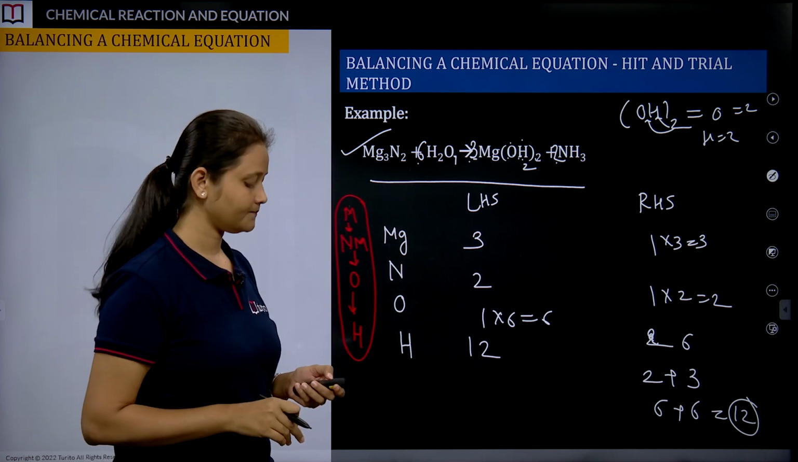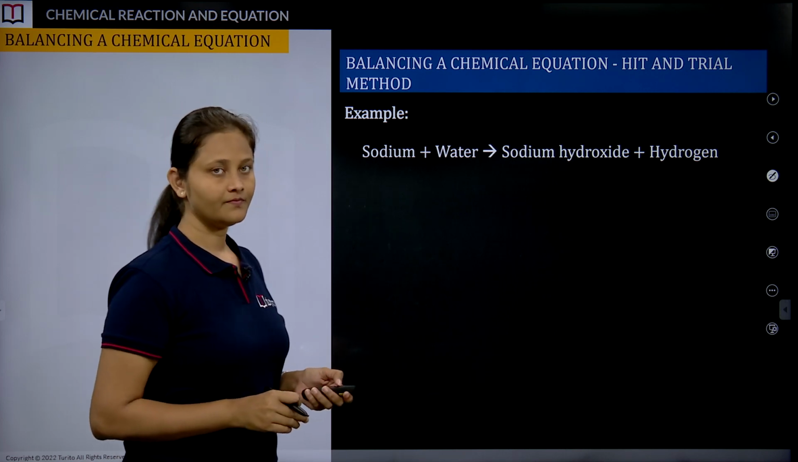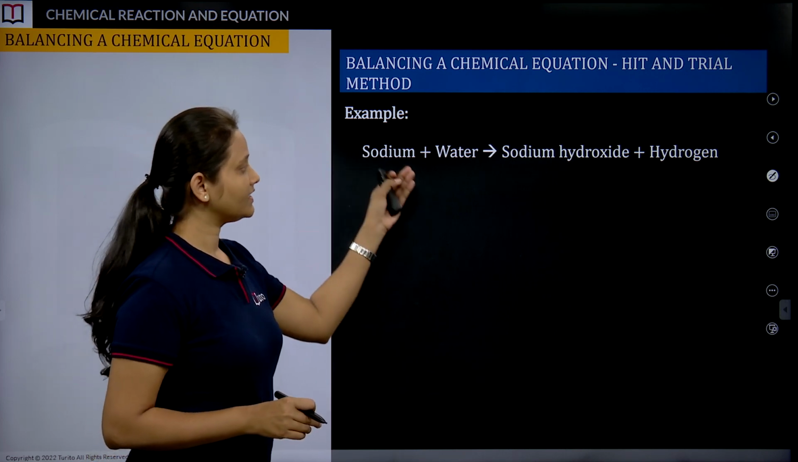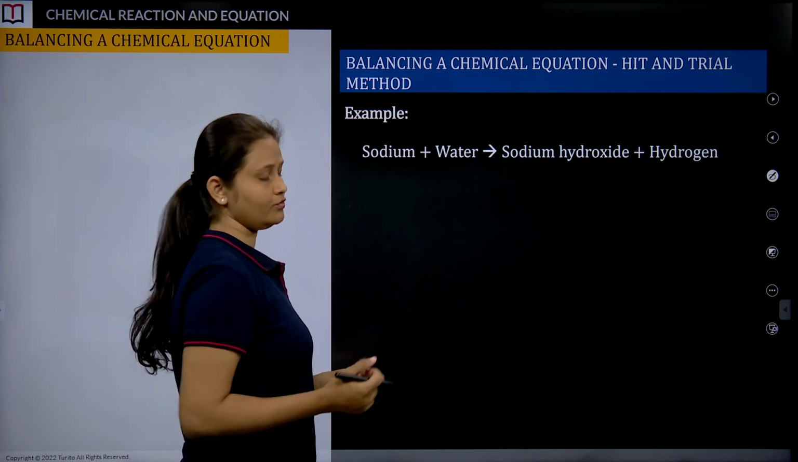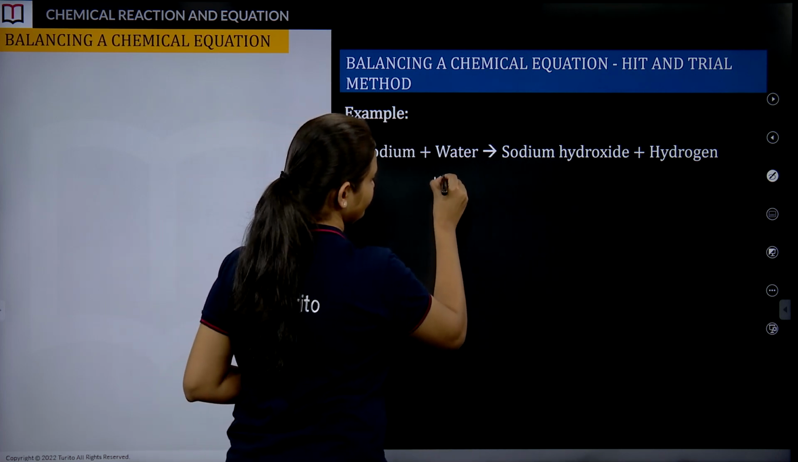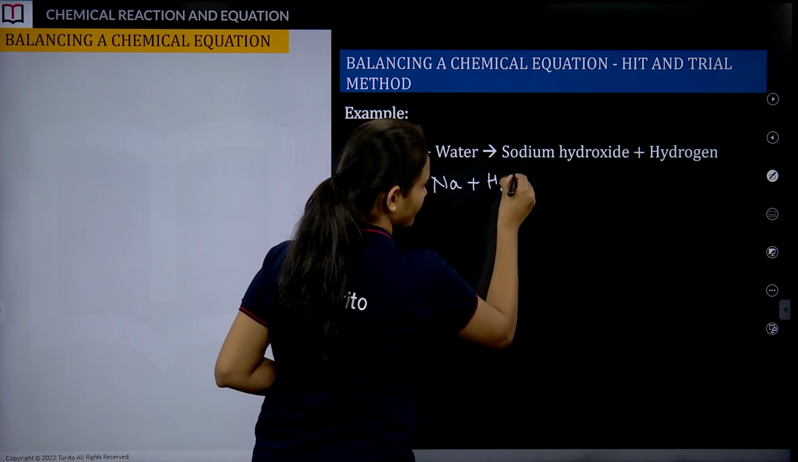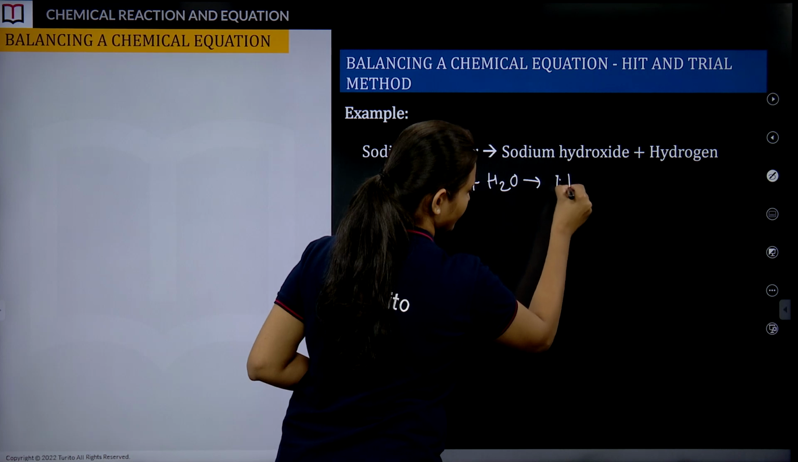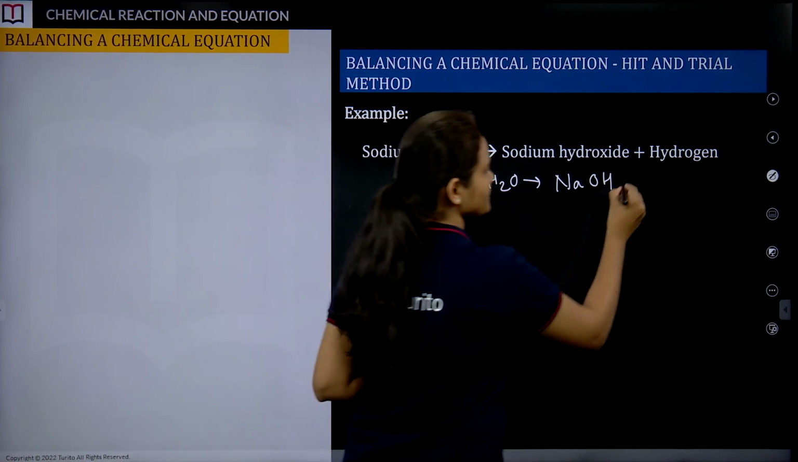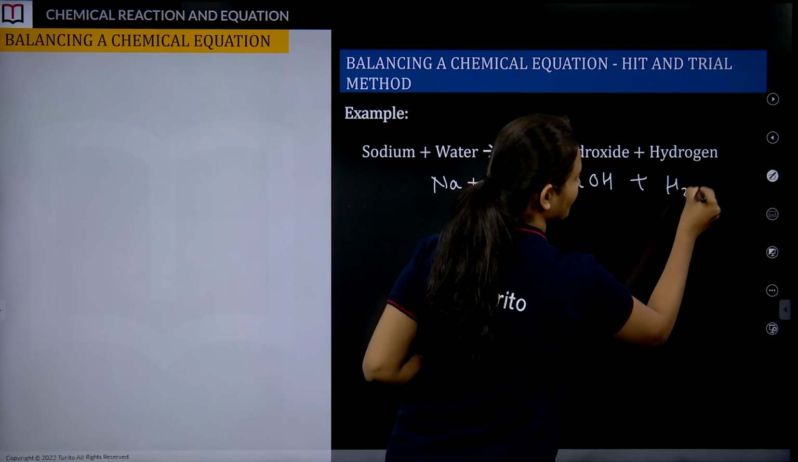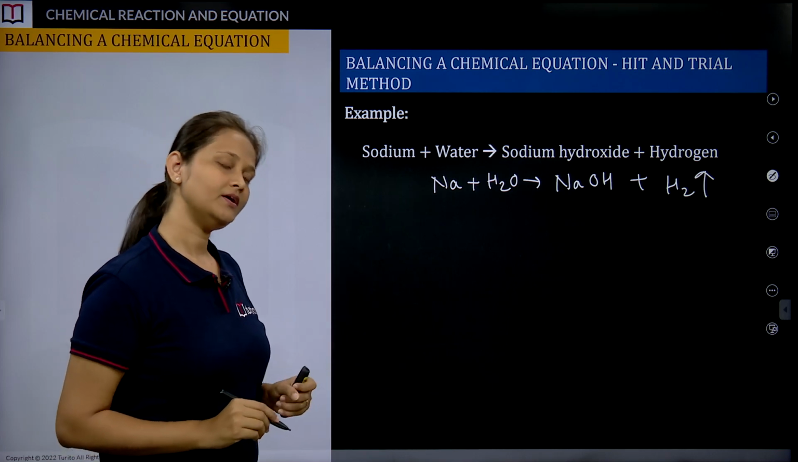Done? Let's move ahead. Okay, this is a word equation. We are having sodium which is reacting with water, giving you sodium hydroxide with the release of hydrogen. So let me write it here. Na reacting with H2O, giving you NaOH, sodium hydroxide. And there is liberation of hydrogen. Okay. This is our chemical reaction.